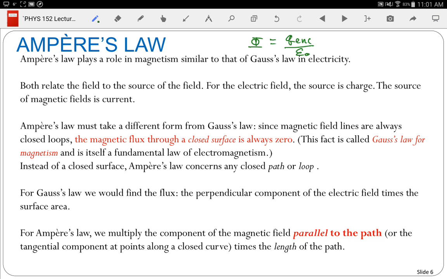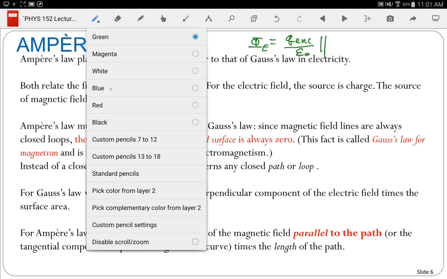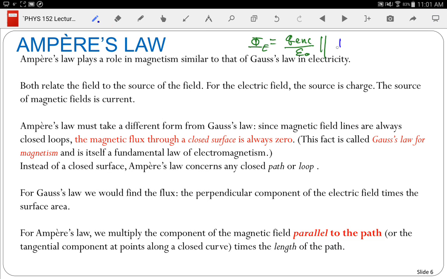There is a Gauss's law for magnetism, and I'll write it in a different color so we can distinguish a little bit. It says the magnetic flux, the magnetic field that goes into or out of a closed surface, is equal to, I believe it's mu naught times the current enclosed.